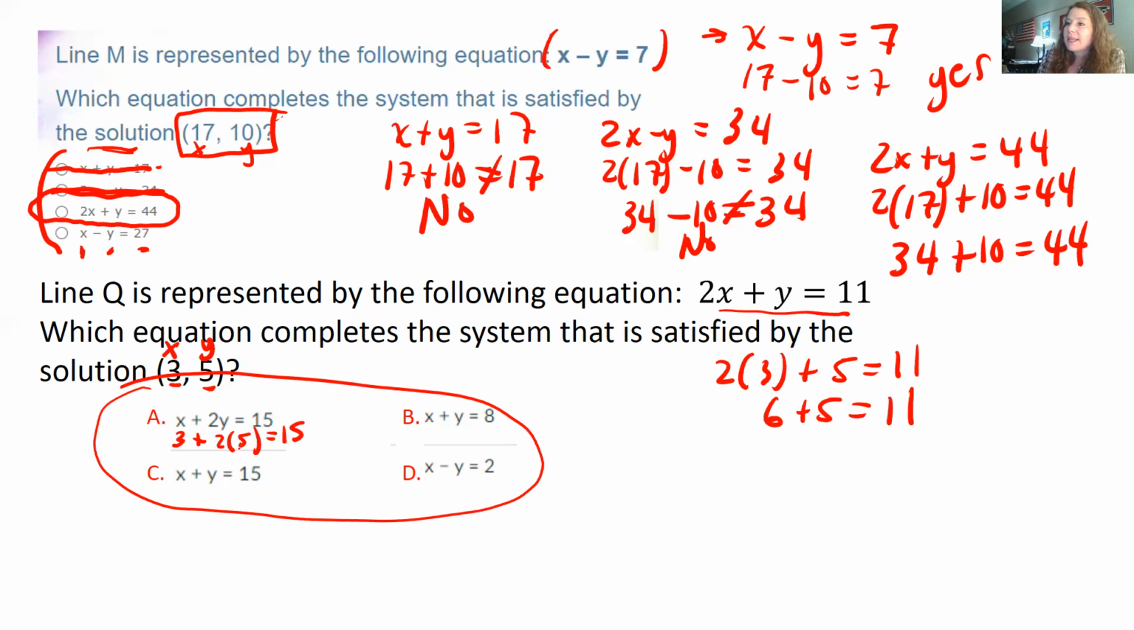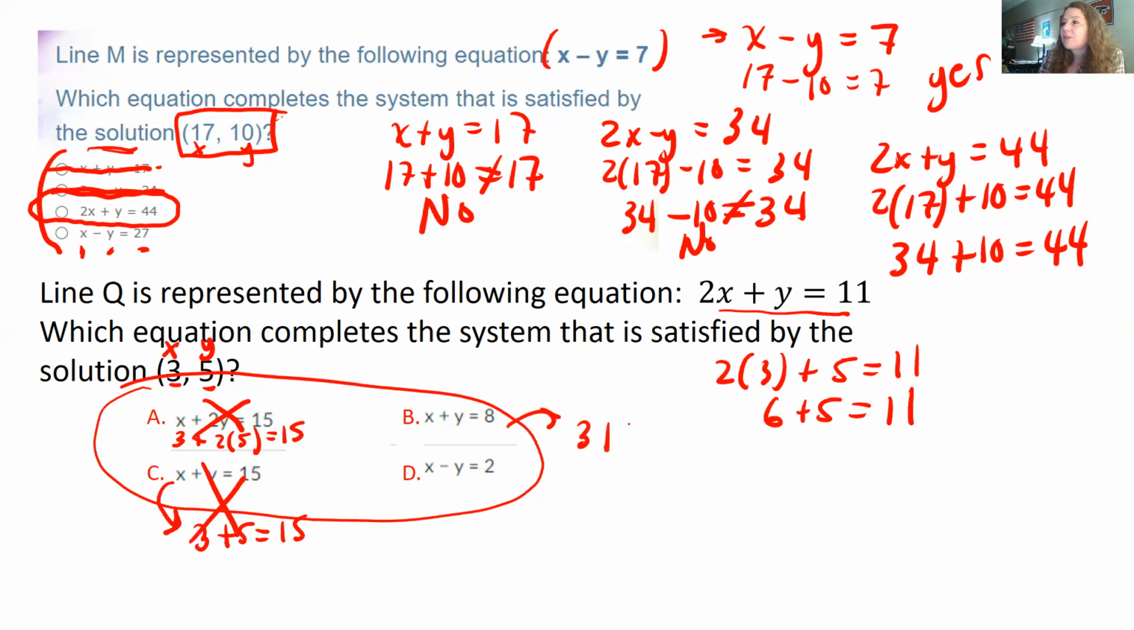So if x is 3 plus 2 times 5 is 15, is that true? 3 plus 10? Nope, that's not true. 3 plus 10 is 13. All right, let's look at this one. 3 is x, 5 is y. Is that true? 3 plus 5 equals 15? No, it equals 8.